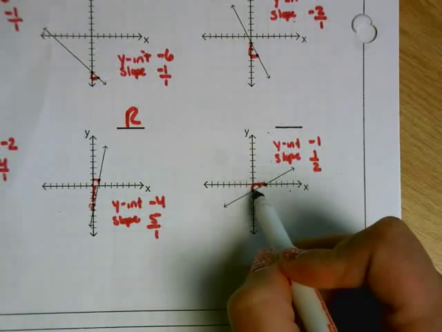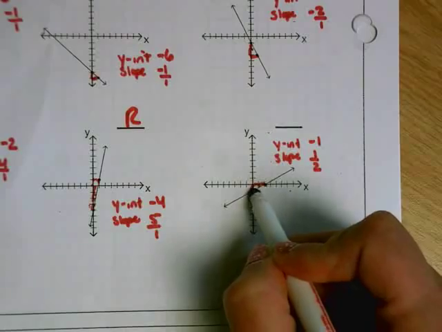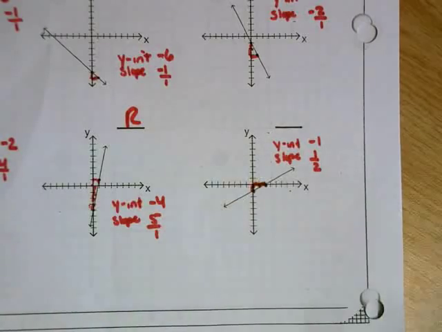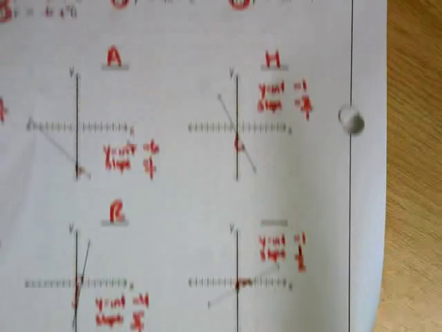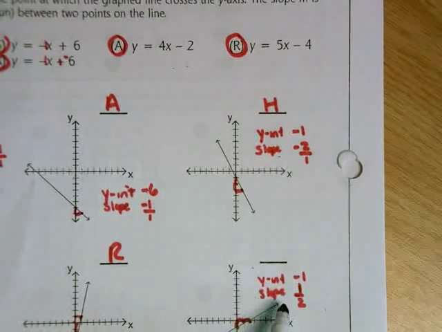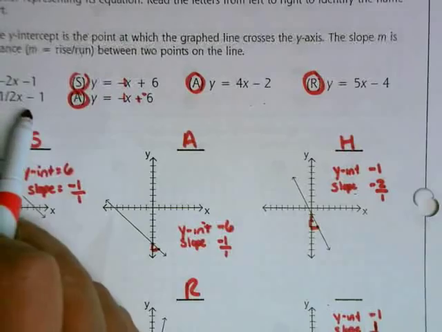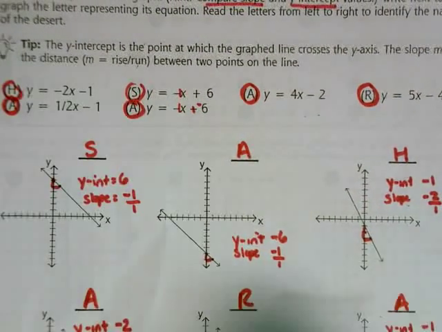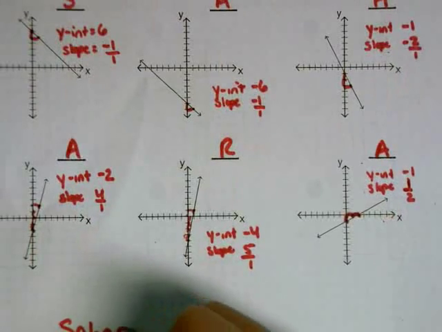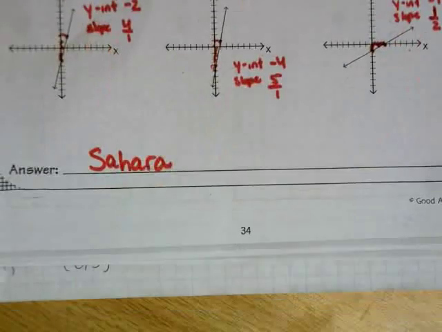This one had a y-intercept of negative 1, and it went up 1, right 2 to get to the next point. So up 1, right 2, rise over run would be a half. So I need one with a slope of a half and a y-intercept of negative 1. And here we go, right over here with this A. So the answer for this one, if you read it out this way, is the Sahara, which you guys probably knew. So there's our Sahara.